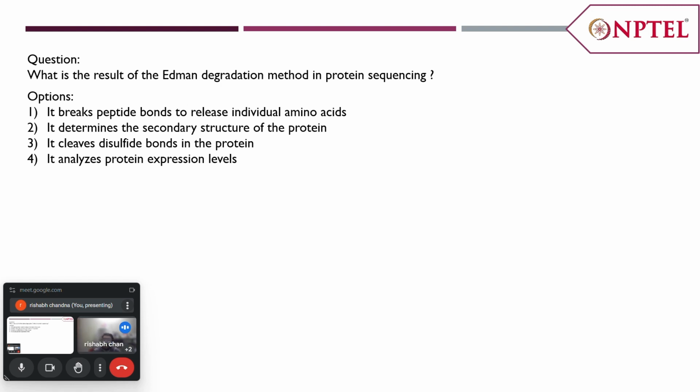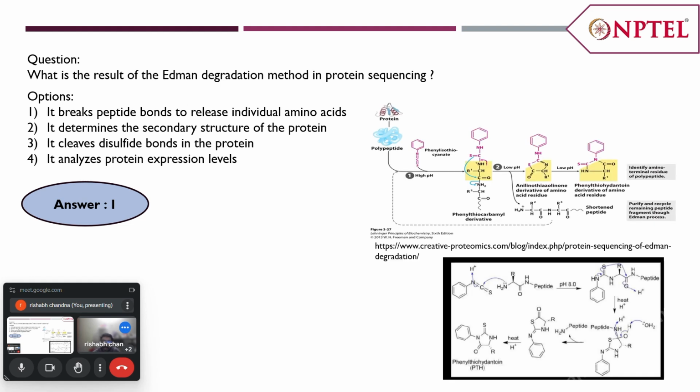Okay. So the correct answer is option number one. And what happens in the Edman's reagent? So phenyl isothiocyanate is the actual reagent, Edman's reagent that we call it. So PITC. This is the reagent that we use. So now using this, first it modifies the N terminal, the free amino acid that is at the N terminal.